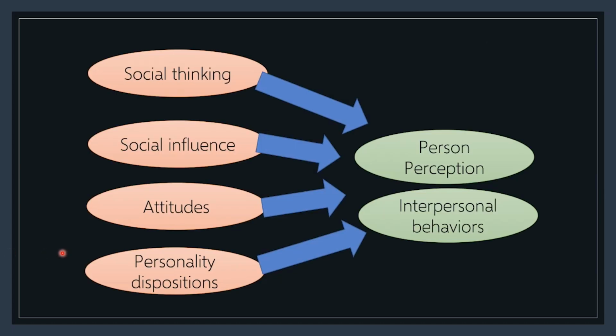And throughout this course, this semester, we will discuss some of these elements, like social thinking, social influence, attitudes, how these elements associate and affect person perception, that is how we understand other people, and also interpersonal behaviors, how we react and respond and take action against other people, and how we interact with other people.